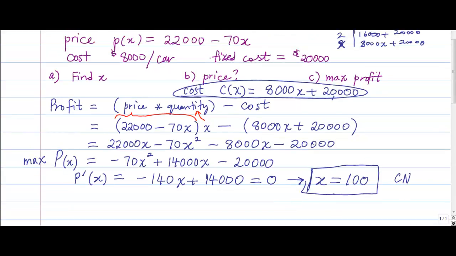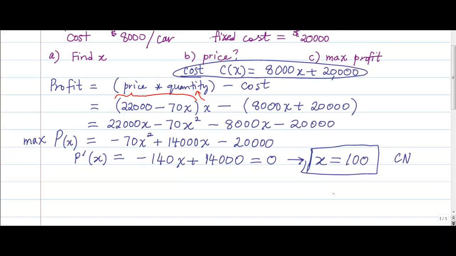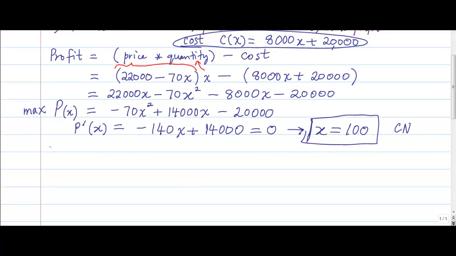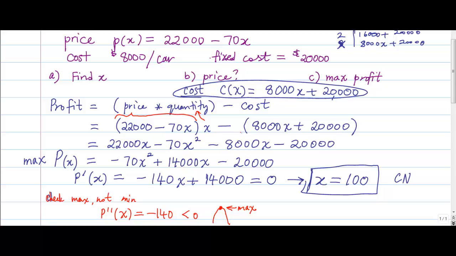Okay. Now, it's always a good idea to check to make sure that you're maximizing and not minimizing. So, let me do this in red pen. Check max, not min. So let's take the second derivative. The second derivative would be negative 140, right? That's the derivative of the first derivative, and that is negative, less than 0, so we know the graph of the original function is concave down, and indeed when it's concave down I do have a max. Okay. So we found x equals 100.